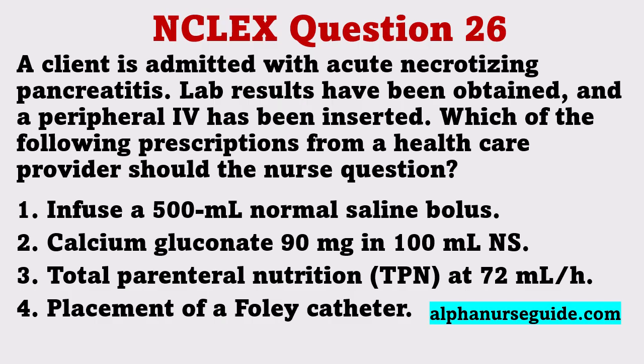Total parenteral nutrition at 72 ml per hour. Clients with acute necrotizing pancreatitis should remain nothing by mouth with early enteral feeding via the jejunum to maintain bowel integrity and immune function. TPN is considered if enteral feedings are contraindicated. Access is also needed for TPN, preferably via a central line. Hemodynamic instability can result from fluid volume loss and bleeding and requires fluid and electrolyte replacement. Fat necrosis occurring with acute pancreatitis can cause hypocalcemia requiring calcium replacement. A Foley catheter provides accurate output assessment to monitor for prerenal acute renal failure that can occur from hypovolemia.